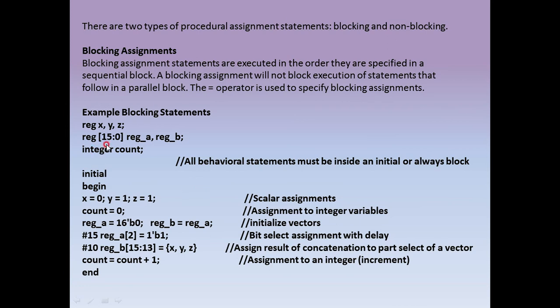If you consider an example where we have defined registers X, Y, Z, register 15 down to 0, that is a total of 16 bits, register A and register B of width 16 bits, and then we are defining integer count. By default it will be 32-bit. If you observe the initial block, it contains many statements, so we need to indicate start and end of the initial block using begin and end.